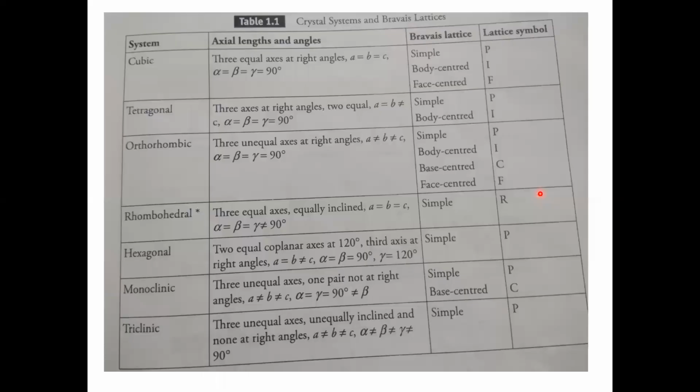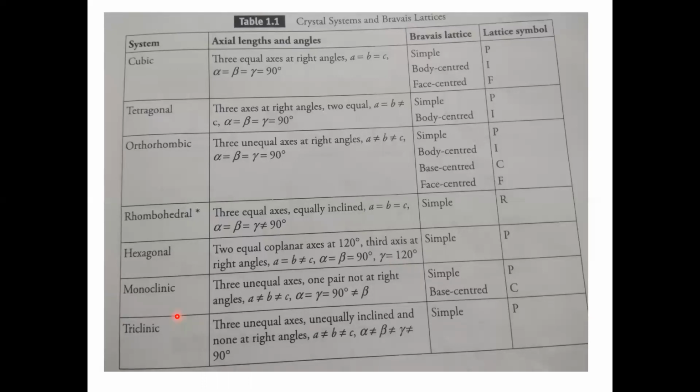So hexagonal again has only one Bravais lattice, that is simple hexagonal. So in that, a is equal to b, not equal to c. Alpha, beta is what? 90 degree, and gamma is what? 120 degree. So that is the 120 degree angle between vectors a1 and a2. So this is simple hexagonal.